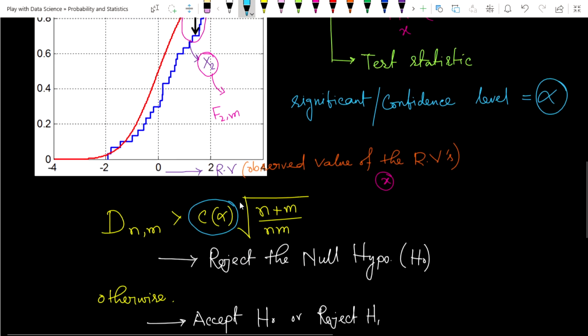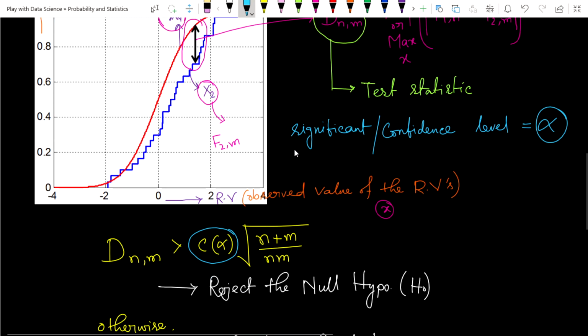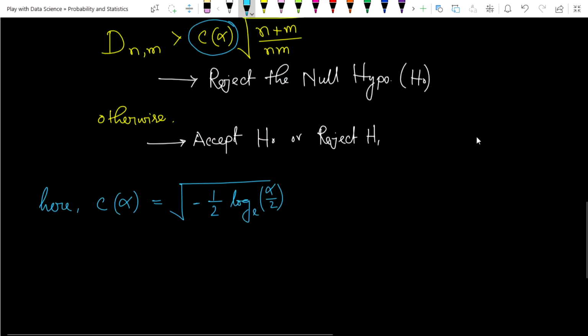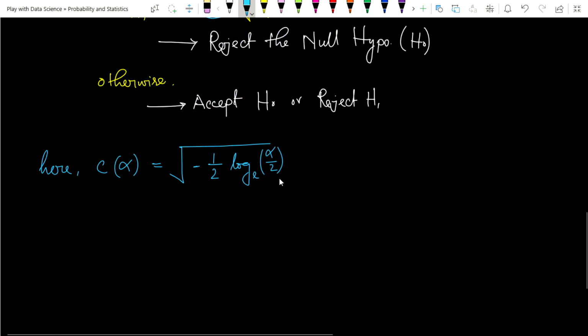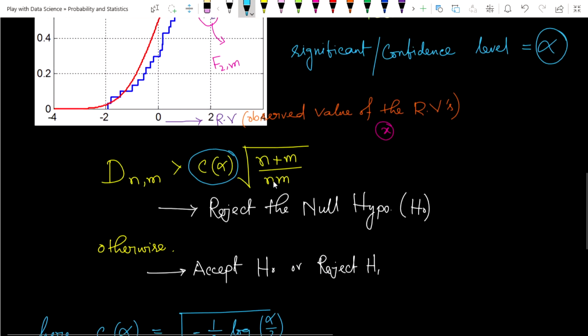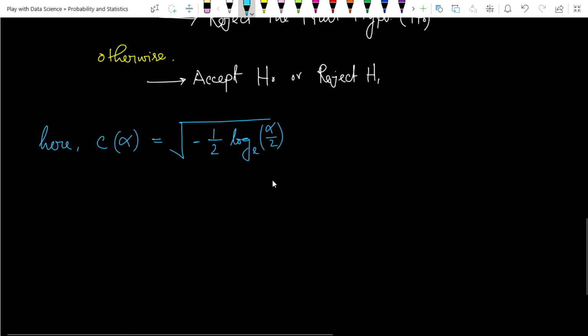Here alpha means the significance or confidence level we are interested in. Generally we are interested in finding the significance level at least alpha. If our significance level is greater than alpha, we will accept the null hypothesis, otherwise we reject the null hypothesis, as we have seen. That is the alpha I am talking about: the significance level, or simply the confidence level that we are interested in.